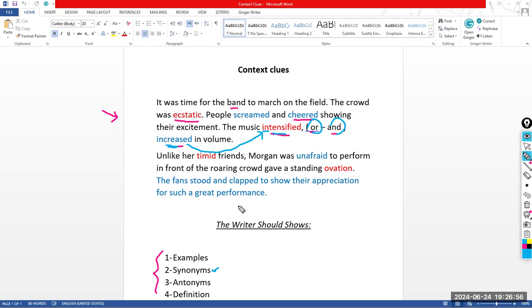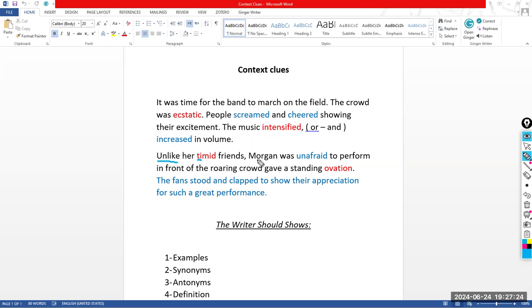Now, let me continue reading just to show you how the writer is going to use another skill. Unlike her timid, you don't know the meaning of timid, friends, Morgan was unafraid. Let's imagine, Malak, that in the Duolingo exam, you have only TI or maybe T, and you don't know how to complete this word. What do we have here? Unlike. Unlike is the opposite.